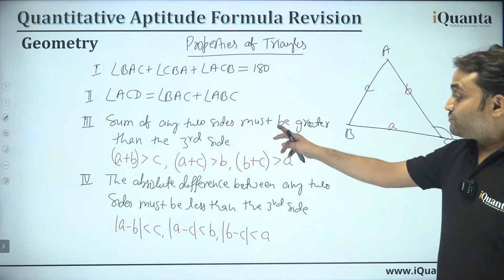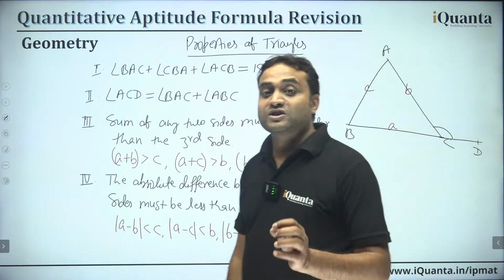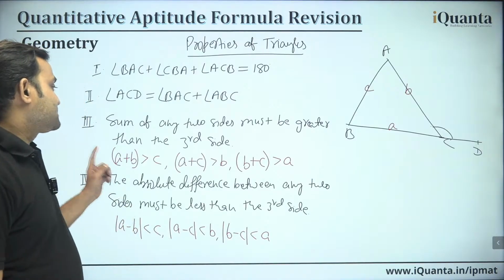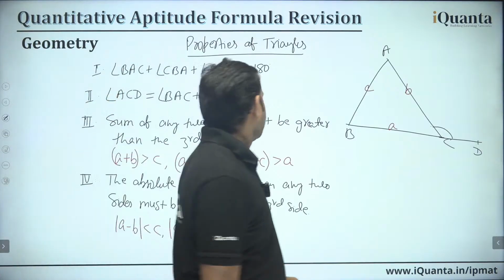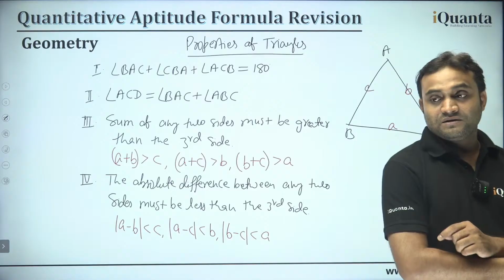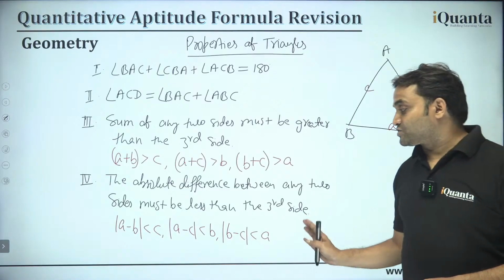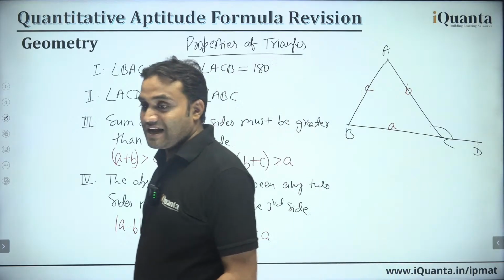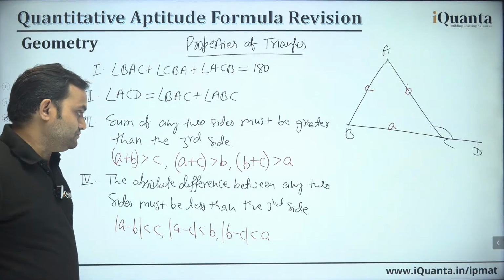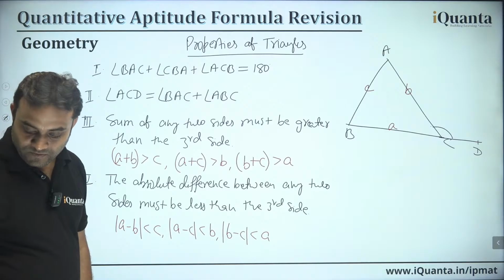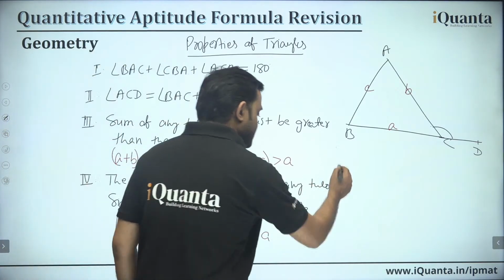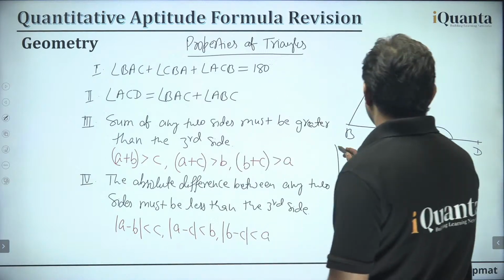So these are the most important properties with respect to the side lengths in any triangle. Okay, sum of any two sides must be greater than the third. The absolute difference between any two sides must be less than the third side. Okay, is that clear? Tell me. In case of triangles, these are the initial properties that we should know.